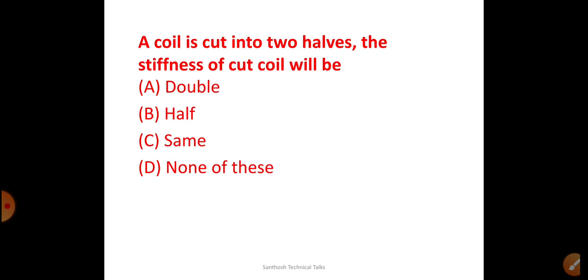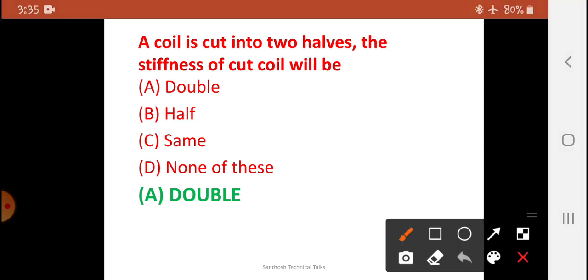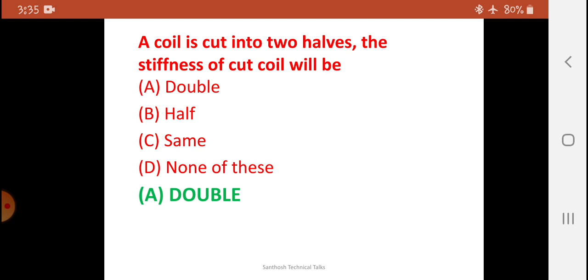Okay, very superb question. A coil is cut into two halves. The stiffness of the coil will be, if the coil is cut, the stiffness will get doubled. Let me explain that.